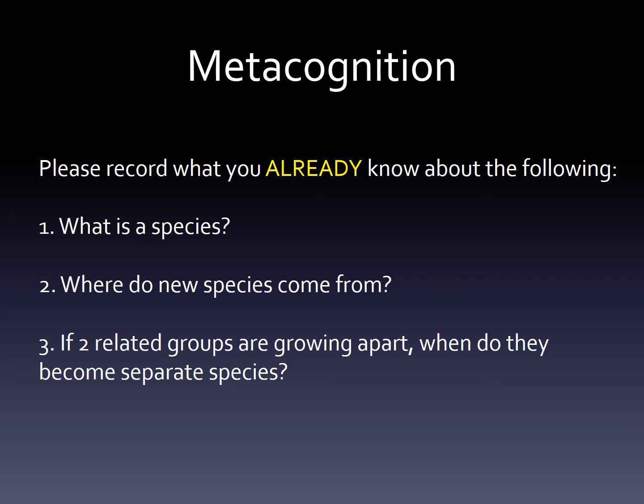Welcome to Lecture 4 of Biology 121, Human Biology and Evolution. This lecture is about macroevolution, or where new species come from. We will begin like we normally do with a metacognition activity. So please take a moment to jot down what you already know about these three questions.